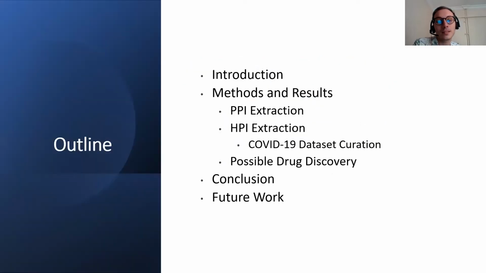Welcome everyone. Here is our outline. In the introduction chapter, we describe some basic concepts that have been used throughout our study, including the problem definition as well. The methods and results chapter describes our overall study under three main headings. First, we apply protein-protein interaction extraction, and then we extend our study to host and pathogen interactions on the COVID-19 dataset. For that purpose, we created our own COVID-19 dataset. Later on, we extend our study to possible drug discovery, which can be used as a potential application and use case for our research. In the conclusion and future work chapters, we will make our final remarks.